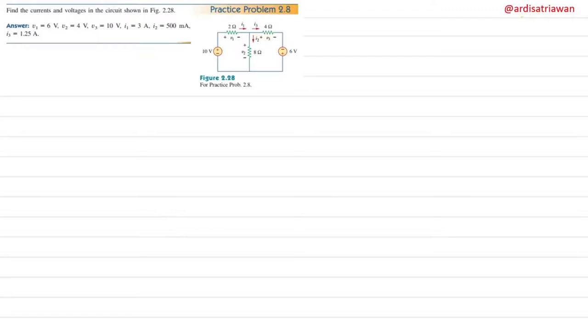Move on to the next problem. So we are asked to find the current and voltages in the circuit shown in this figure.